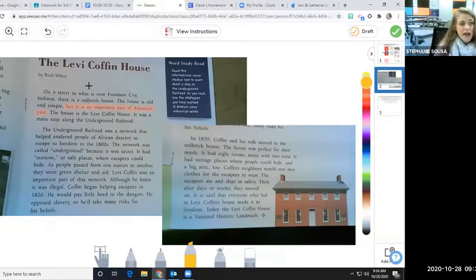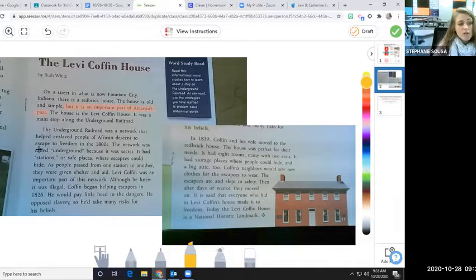The Levi Coffin House. On a street in what is now Fountain City, Indiana, there is a red brick house. The house is old and simple, but it is an important part of America's past. The Levi Coffin House. It was the main stop along the Underground Railroad. The Underground Railroad was a network that helped enslaved people of African descent to escape to freedom in the 1800s.